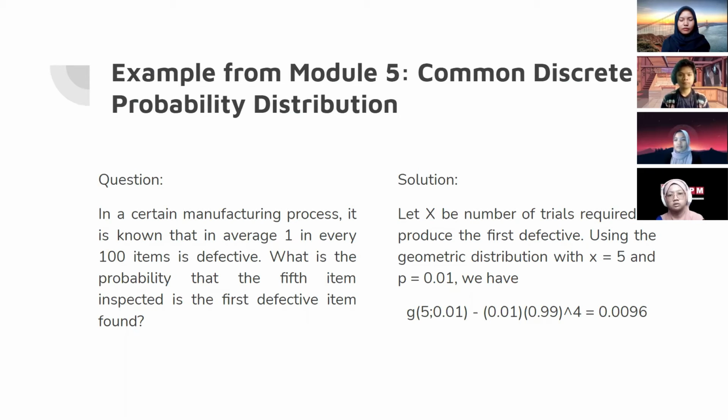So to solve this question, we will let X be the number of trials required to produce the first defective. Using the geometric distribution with X equal to 5 and P equal to 0.01, we will have 0.01 times 0.99 to the power of 4, and the answer will be 0.0096. We just have to substitute the value into the equation that has been explained by Sakinah and Haifa just now. So moving on.